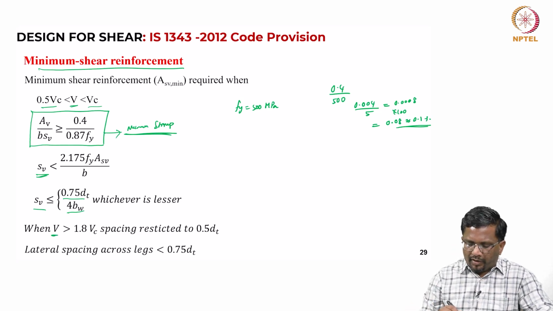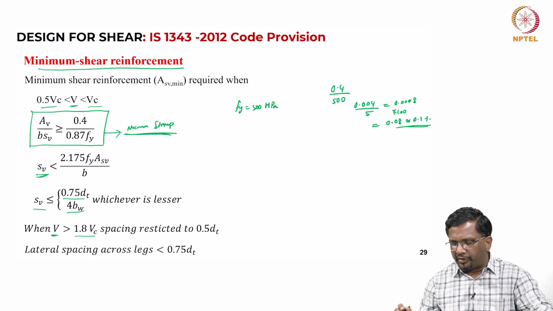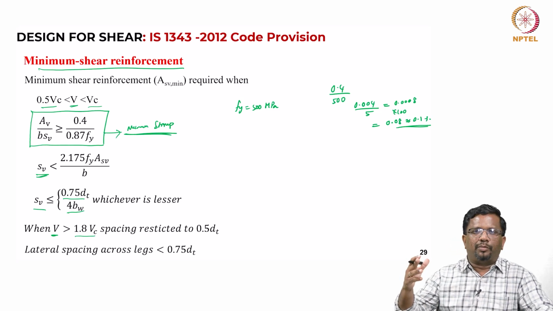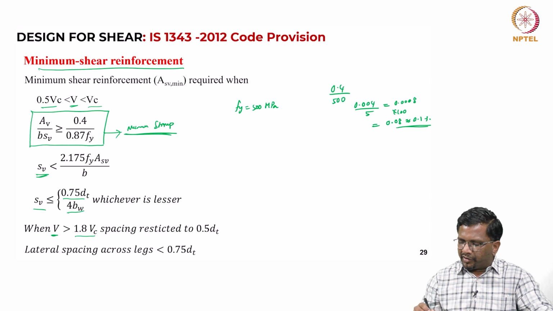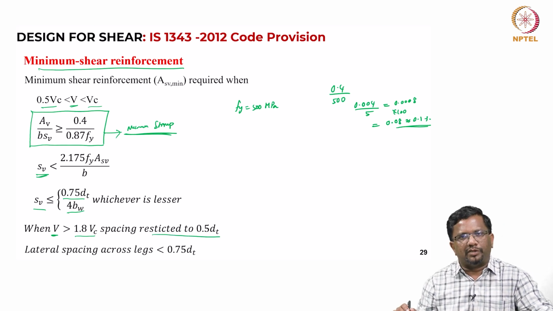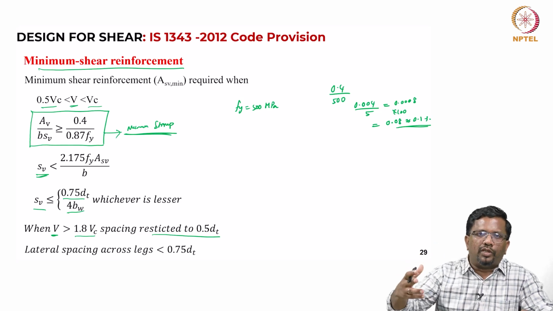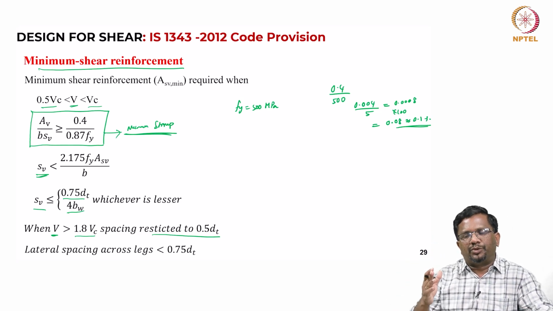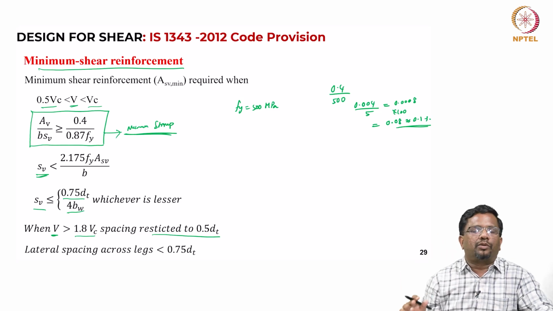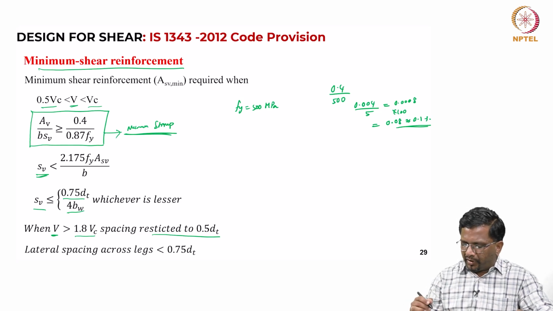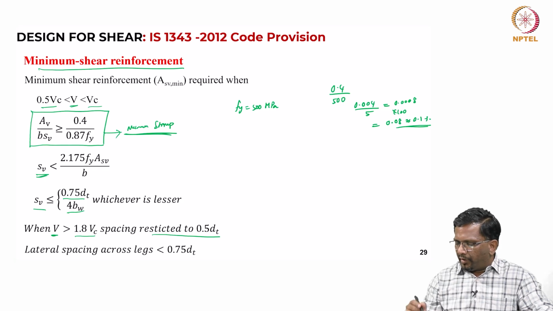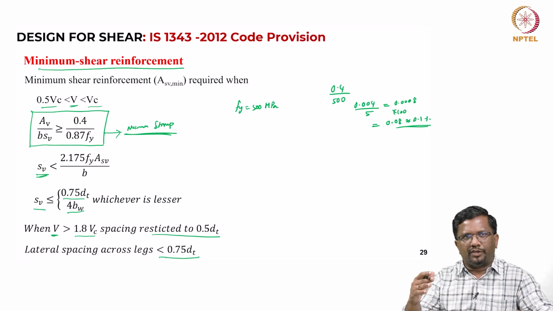Now, when the shear demand becomes more than 1.8 times Vc, that means your shear demand is 80% higher than your concrete capacity in shear, the stirrup spacing Sv has to be further restricted to 0.5 times dt. That means now you are relying more on the stirrup. So, the code again wants to ensure that the spacing is kept minimum, so that it is not going to let the crack open up very quickly and lead to a brittle mode of failure, right. Again, the lateral spacing across the legs, if you put multiple legs, between the legs I cannot have spacing more than 0.75 times dt. So, these are all the spacing requirements from the stirrup point of view.